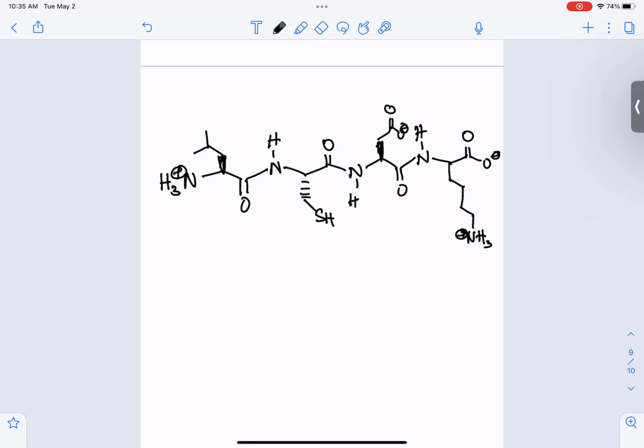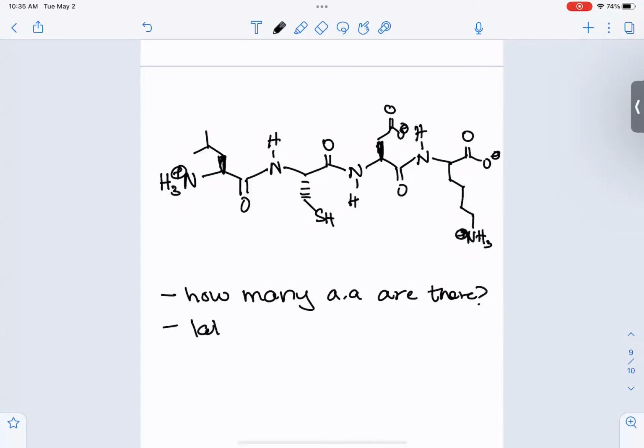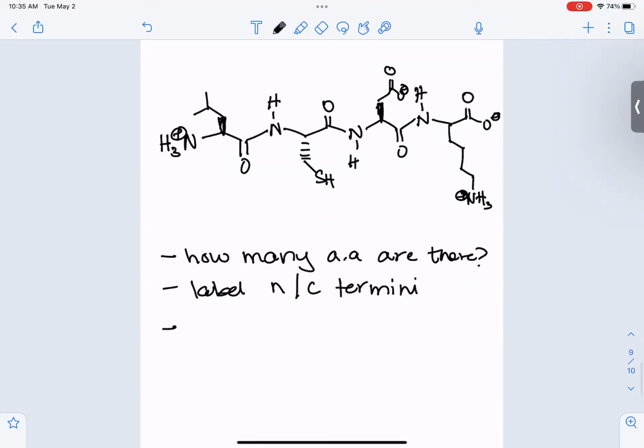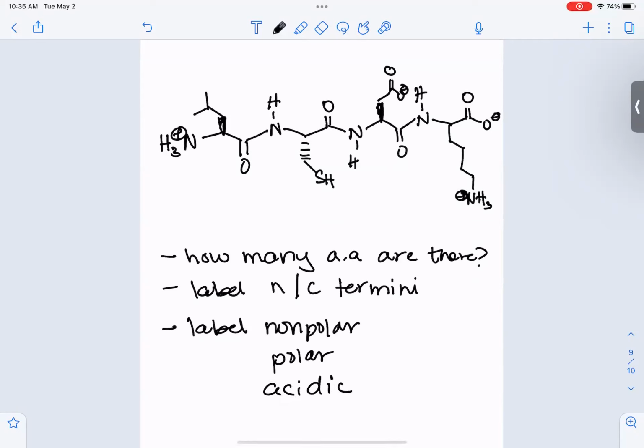All right. So how many amino acids are there? Label the N and the C termini. And then label the non-polar, the polar, the acidic, and the basic amino acids.